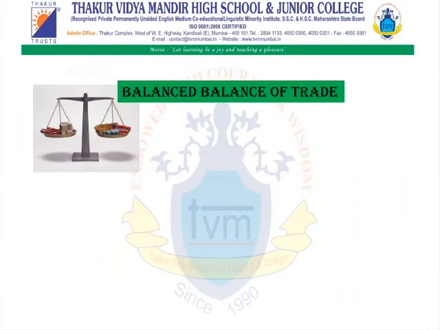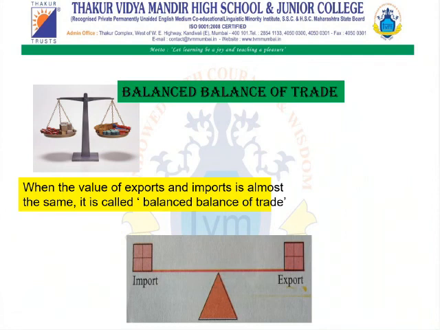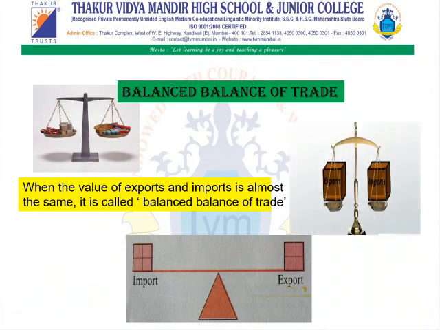The third type of balance of trade is balanced balance of trade. When the value of export and import is almost the same, it is called balanced balance of trade. The image shows us the value of the export and import is the same, which refers to balanced balance of trade.